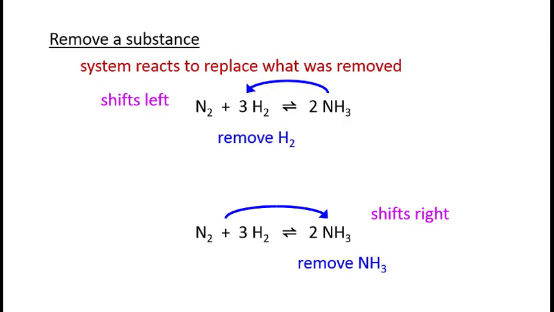We can also ask what happens to the concentration of N2 in these two situations. In the first, when H2 is removed and the reaction shifts to the left, more N2 will be produced, so the concentration increases. In the second, when ammonia is removed, the reaction shifts to the right, using up some of the dinitrogen present, so its concentration decreases.